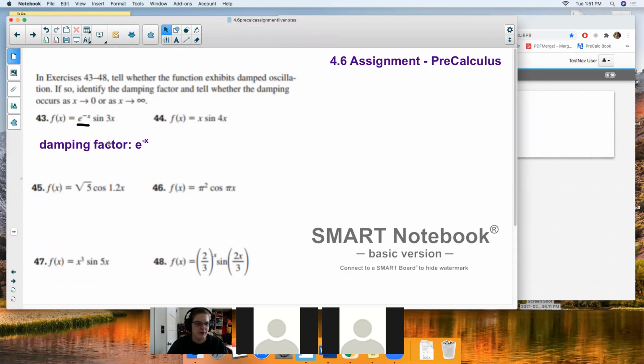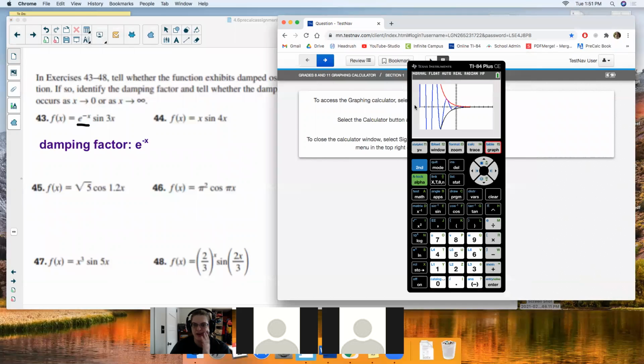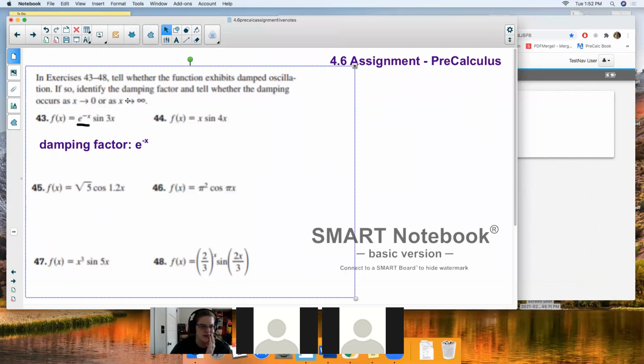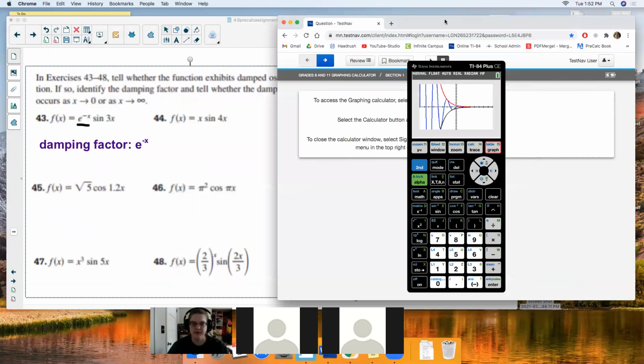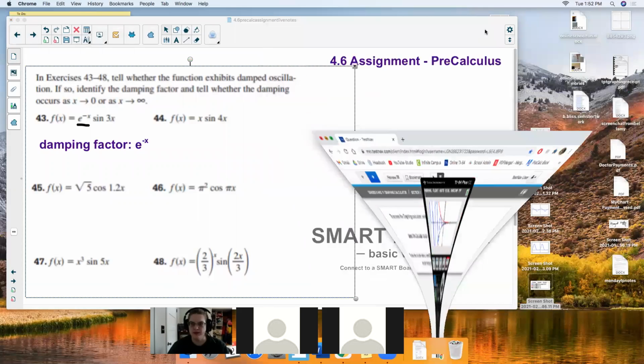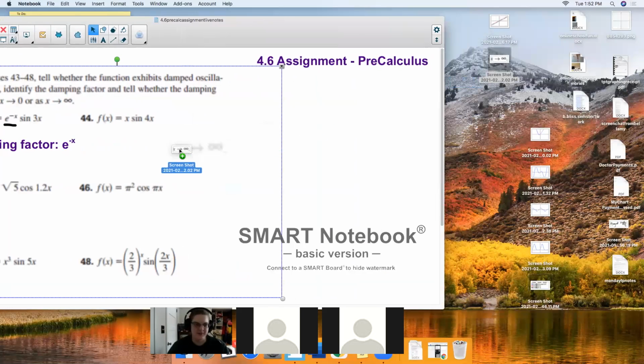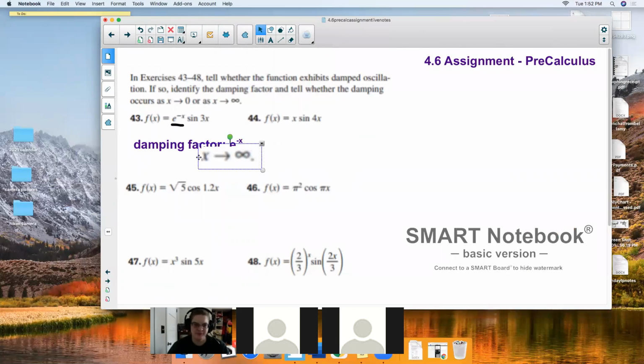And then tell whether it occurs as x goes to 0 or as x goes to infinity. So taking a look, x going to 0 means that it would damp it here, but it doesn't. It continues on to infinity. So in that case, we're going to say as x goes to infinity. Without having to type that, I'll take an image of it.